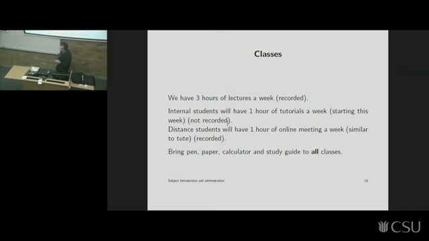I will get you to do stuff in classes. So make sure you bring your calculator and pen and paper to every class so you can do that work that I want you to do. You learn more that way, that's the intention.